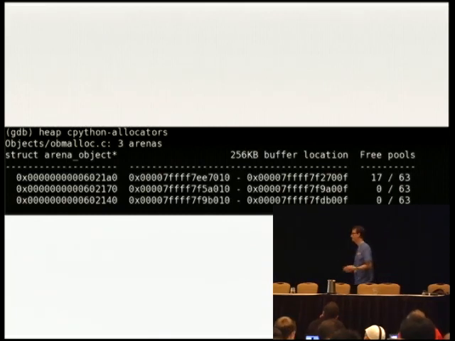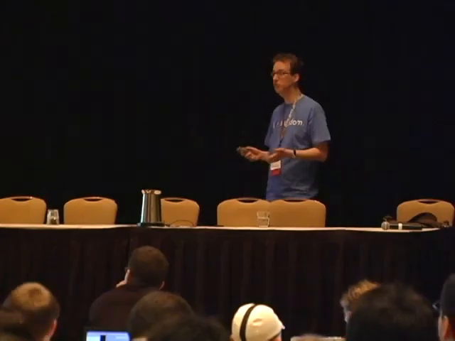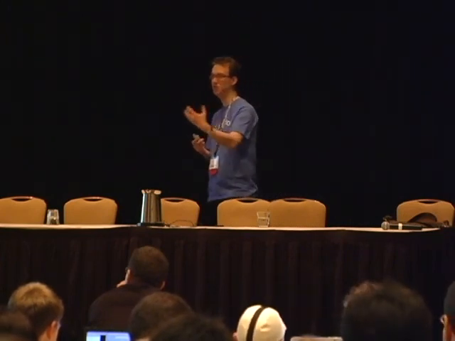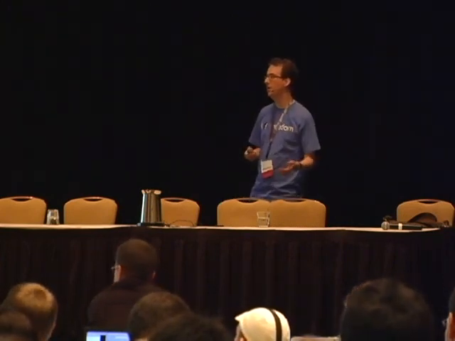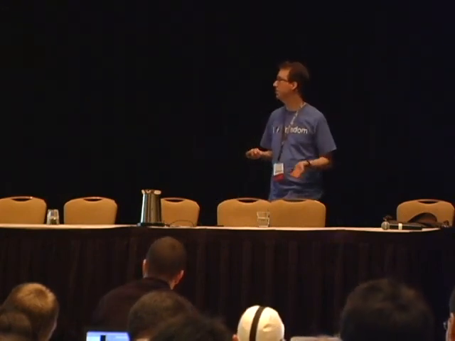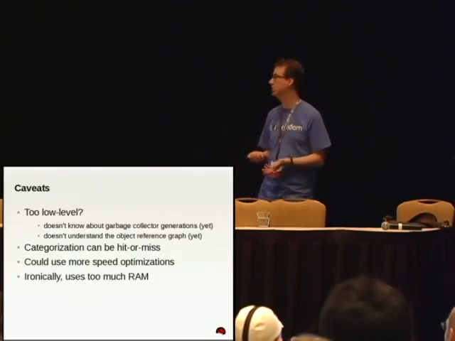And I guess I can add new stuff as needed if there are any other CPython folks in the audience who want additional tools. So yeah, caveats. It's very low level, and it might be too low level. As I say, all it understands is allocations and pointer references, and it doesn't know about the garbage collector or the object reference graph. You can only categorize what it knows how to categorize.